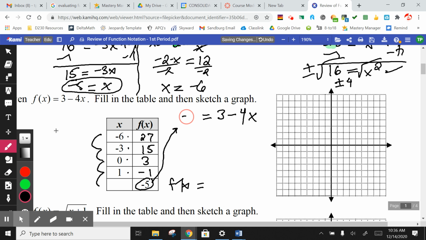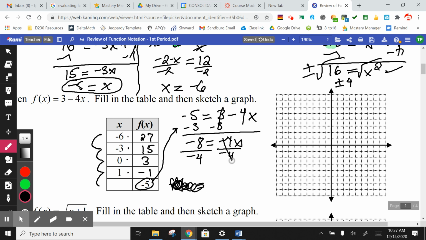And then very nicely, don't we now have the variable x to solve for? And that's what this table still needs, is the x coordinate. So we're going to subtract that 3 over. That'll cancel. We get a negative 8 equals a negative 4x. Divide by negative 4. And what we should get, as these cancel, is that our x value would be a positive 2. So it actually does end up being a positive 2. Okay?